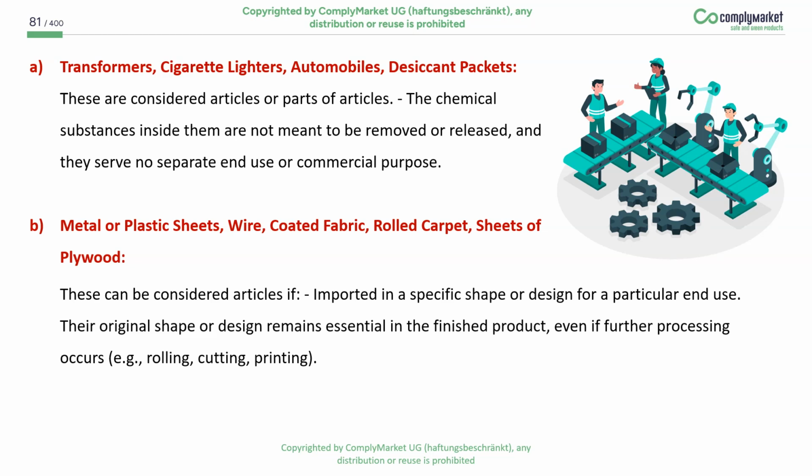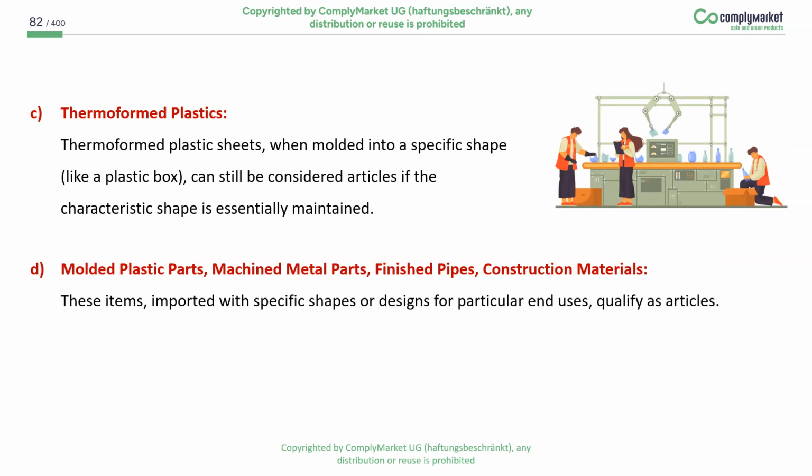So, speaking about an article, metals or plastic sheets, wire, and coated fabric can be considered an article if they are imported in a specific shape or design for a particular end use. If you are bringing them and you don't care about shape, and you will process them further, then you are bringing them as a mixture. Just take care of that.